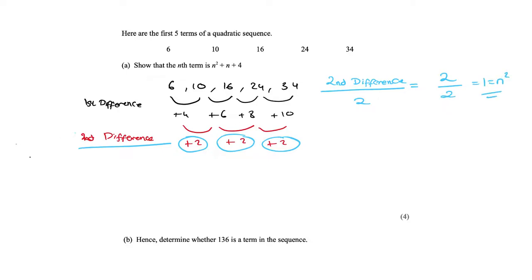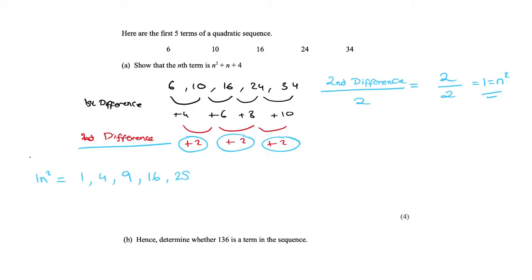n squared. Now, because it's 1n squared, let's work out the sequence of 1n squared. So we have 1n squared. So 1 squared times 1 is 1. 2 squared times 1 is 4. 3 squared times 1 is 9. 4 squared times 1 is 16. 5 squared times 1 is 25.